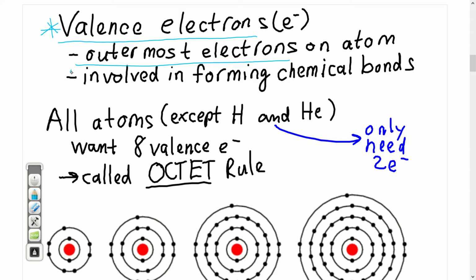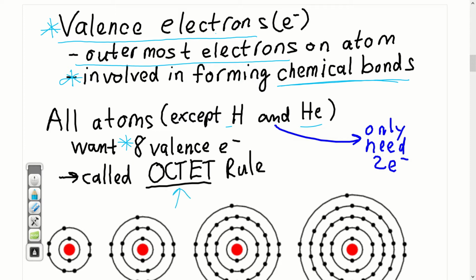And like I said, since these are on the outside, these are going to be the electrons that interact with another atom. They are, again, the skin. They are on the very edge. And they're going to be involved in creating chemical bonds. So valence electrons create chemical bonds. So it turns out that basically all atoms, except for hydrogen and helium, want to have 8 valence electrons. And so we give that a special name. We call that the octet rule.